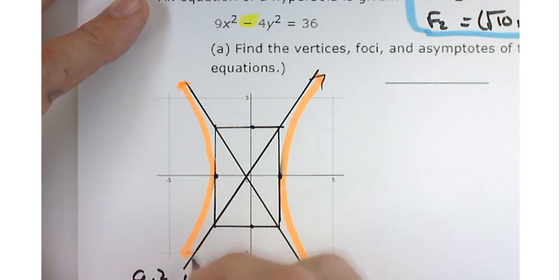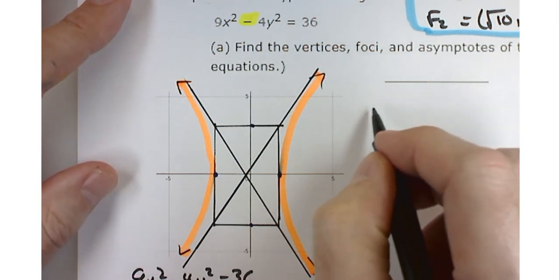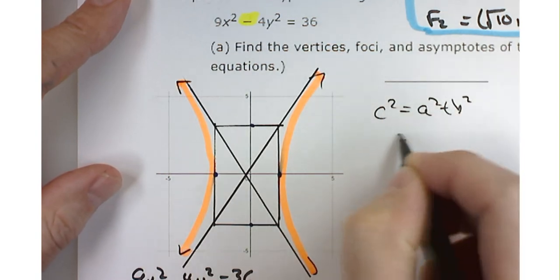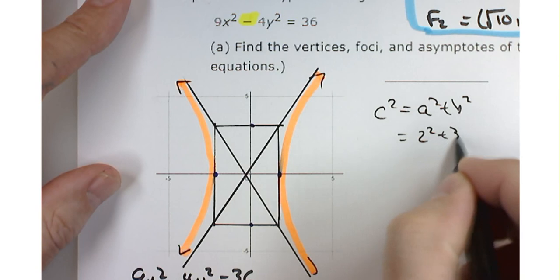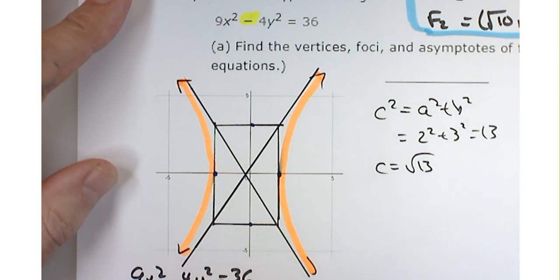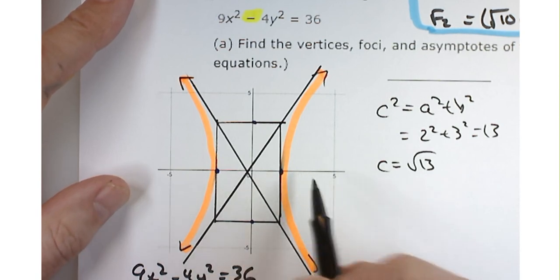The last but not least thing we need to do is find the foci. The foci are given by c squared equals a squared plus b squared. In this case, 2 squared plus 3 squared equals 13. So c is going to be the square root of 13. Now those foci are going to lie inside each branch of the hyperbola.